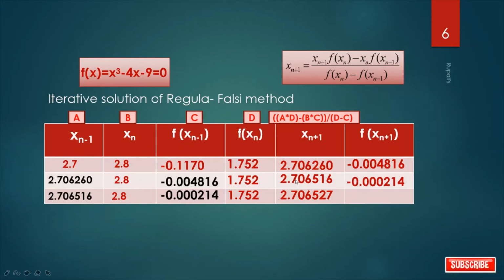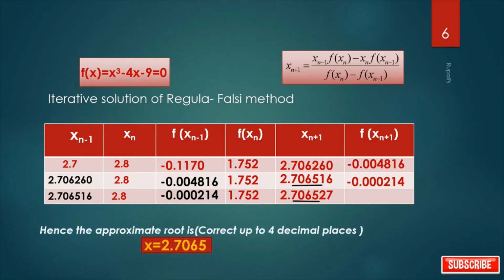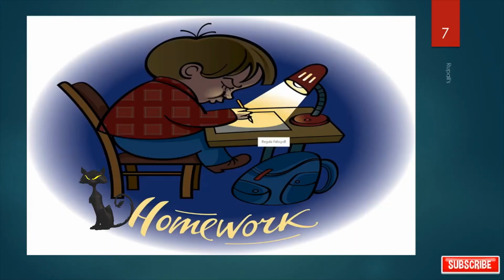And values of xn plus 1, see it is 2.7065, 2.7065, same, that is they are same up to 4 decimal places. So we can say that the approximate root is 2.7065 and it is correct up to 4 decimal places. Now it's time to practice.